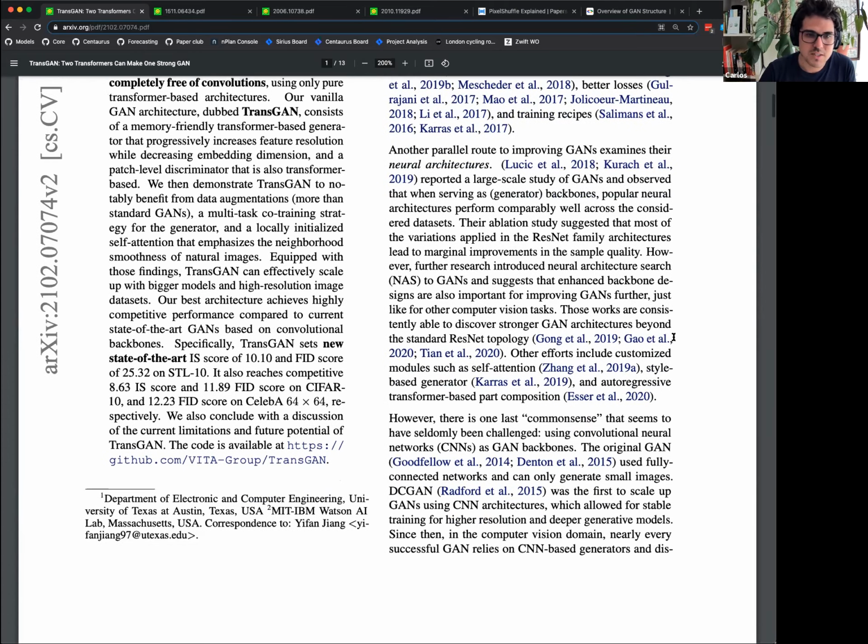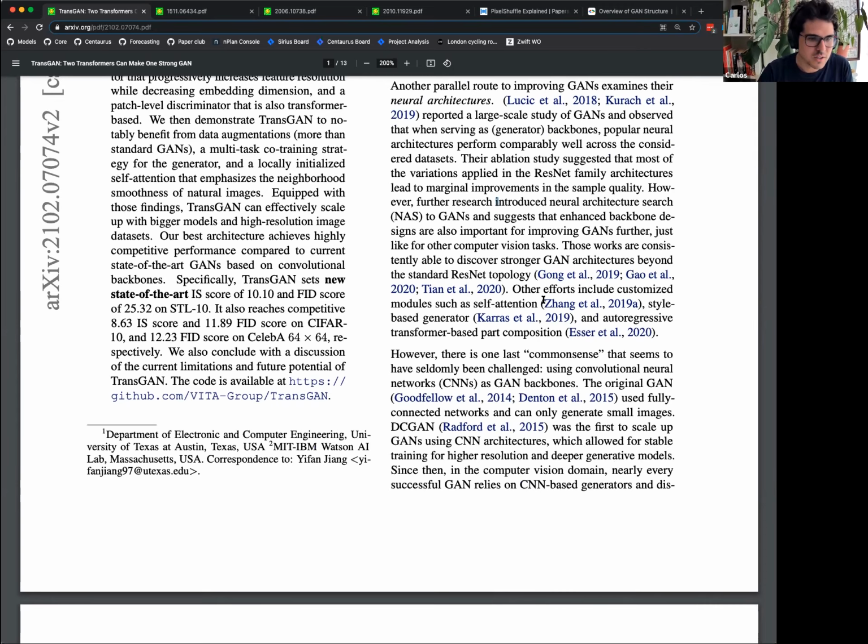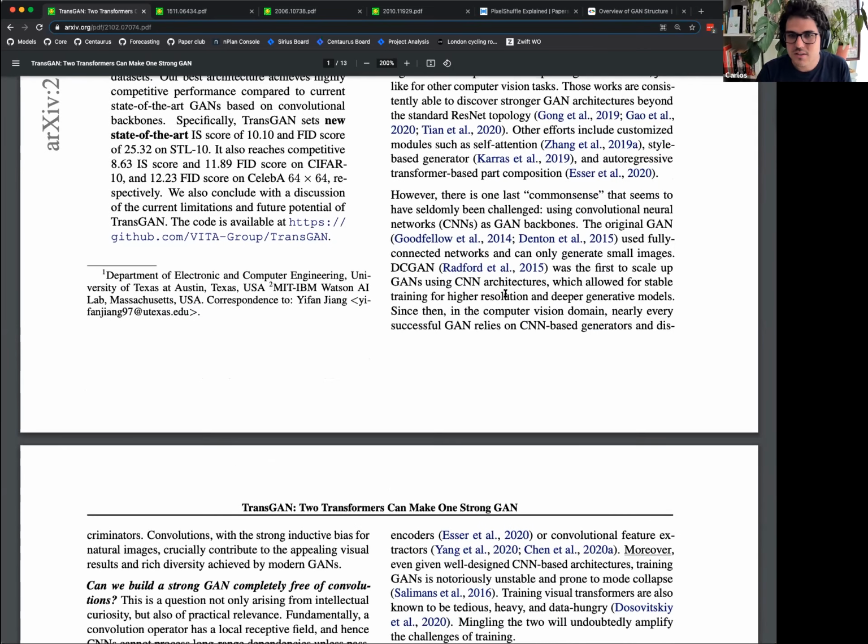And what they say is that if we can replace convolutions, we can maybe get rid of that problem. Can you still see my screen? Okay. So if you get rid of convolutions, you might be able to get rid of this receptive field problem.